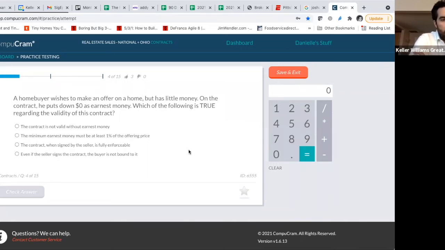All right, a home buyer wishes to make an offer on a home but has little money. On the contract, he puts down $0 as earnest money. Which of the following is true regarding the validity of this contract? A, the contract is not valid without earnest money. B, the minimum earnest money must be at least 1% of the offering price. C, the contract when signed by the seller is fully enforceable. Or D, even if the seller signs the contract, the buyer is not bound to it. What is true regarding the validity of this contract?